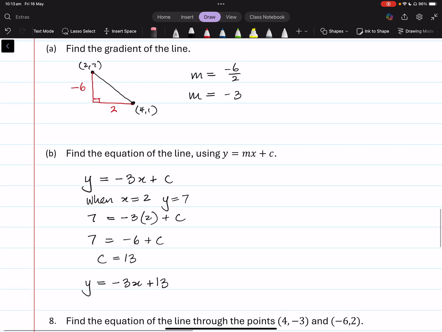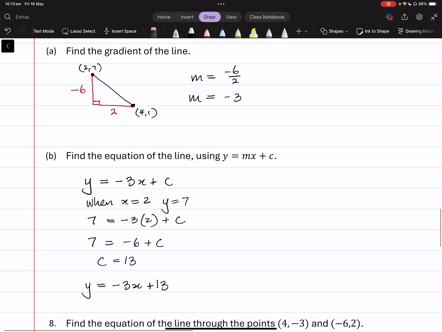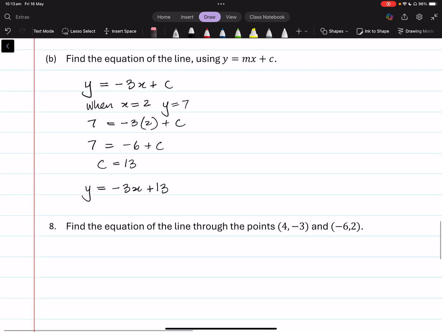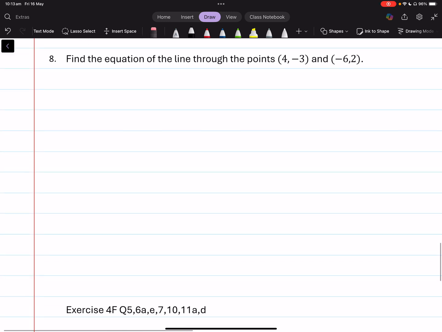Now, what we're going to do on the last one, and feel free to pause and try it yourself, is see if we can repeat this question where we do everything in one go, all together. So we're going to find the gradient and we're going to put it into the equation of the line. So find the equation of the line through the points 4, -3 and -6, 2.